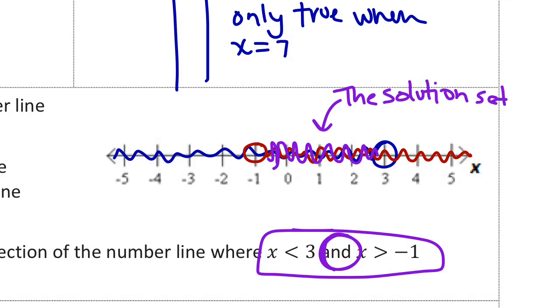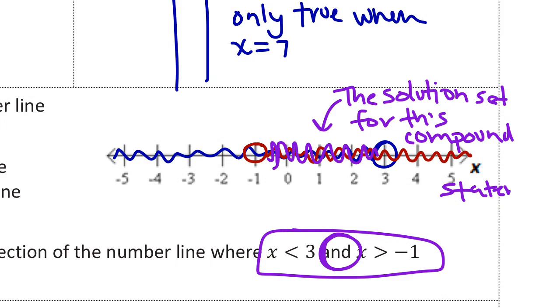So this would be right here, the solution set for this compound statement, which is right here. If someone were to give me this statement and asked what are possible solutions, I know the only possible solutions would be the numbers that are in here.